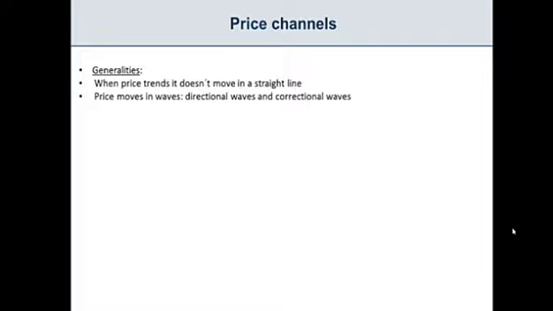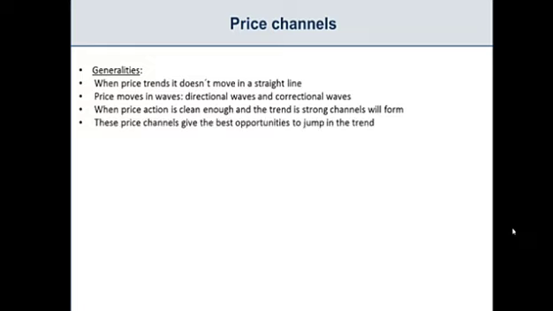First of all, you need to understand that price doesn't move in a straight line when it trends. Price moves in waves, directional waves and correctional waves. When price action is clean enough and the trend is strong, channels will form. These price channels give the best opportunities to jump in the trend and trade with the trend. Remember that trading with the trend is easier than counter trend trading, and this is why we're going to use these correctional waves for opportunities to jump in the trend.